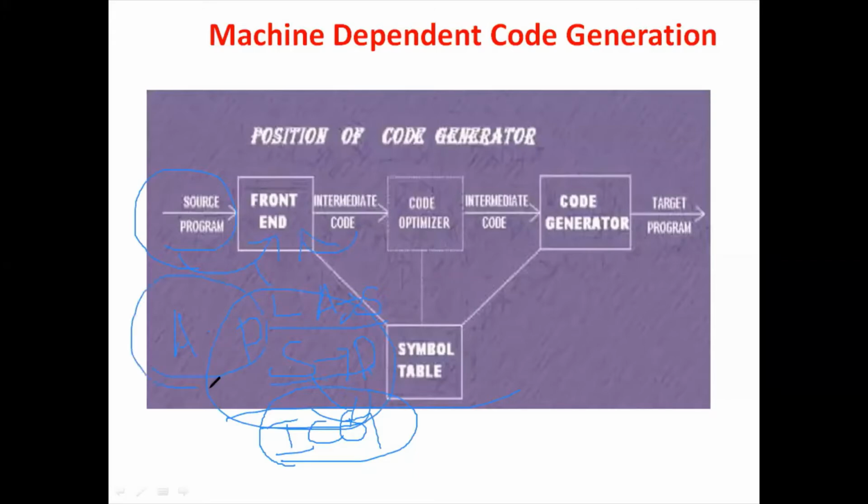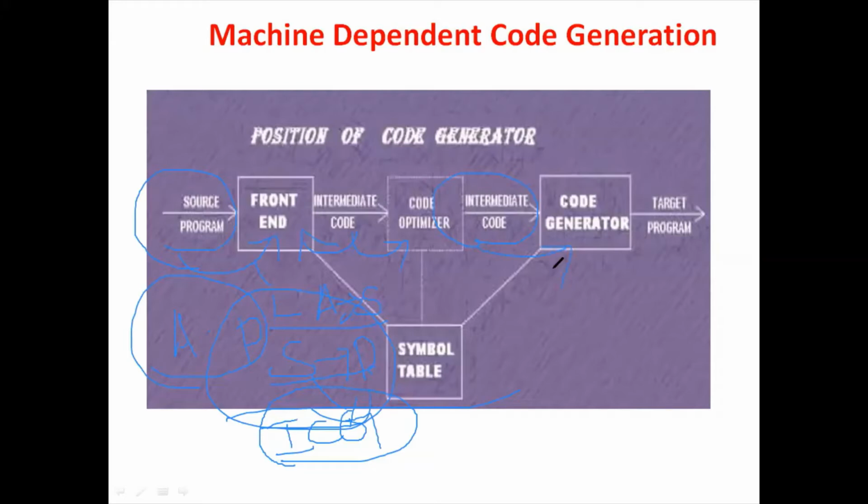After you get the output from the front end, the intermediate code is given as input to the code optimizer. What does the code optimizer do? It improves the intermediate code representation. After improving it, you give the output to the code generation.